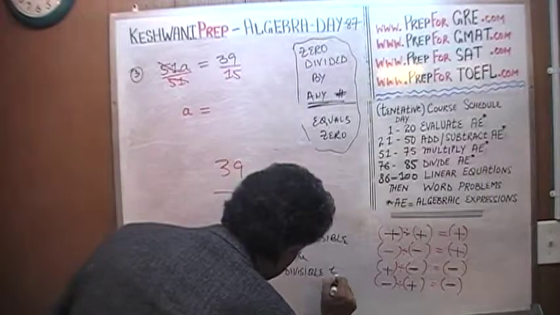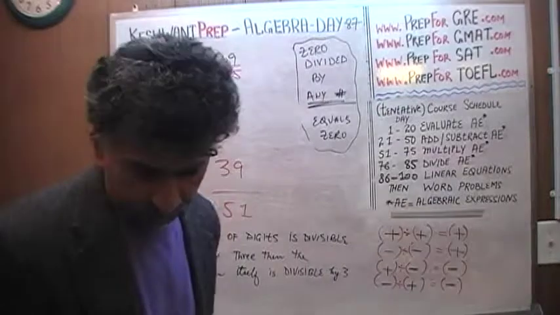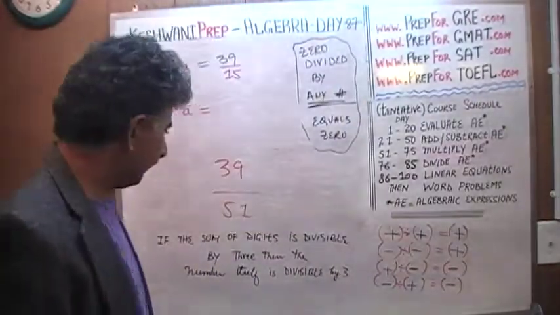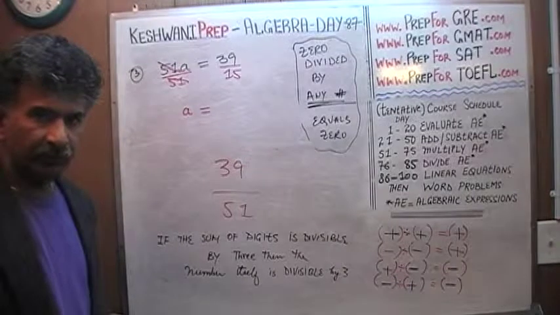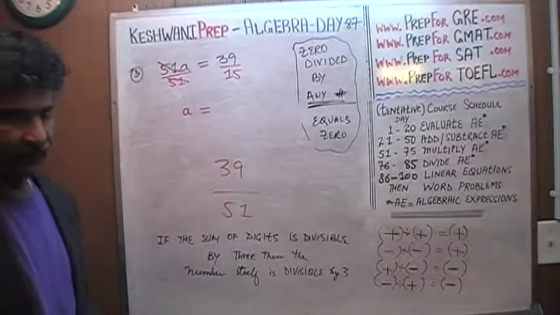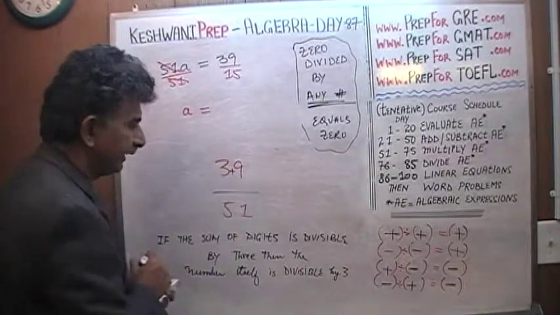So this is going to slow me down quite a bit because I have 10 problems to do today, and this is going to make the video very long, but that's okay, as long as we're learning something. If the sum of the digits is divisible by 3, the number itself is divisible by 3. For example, what's the sum of the digits here? If you add the digits, 3 plus 9 is 12.